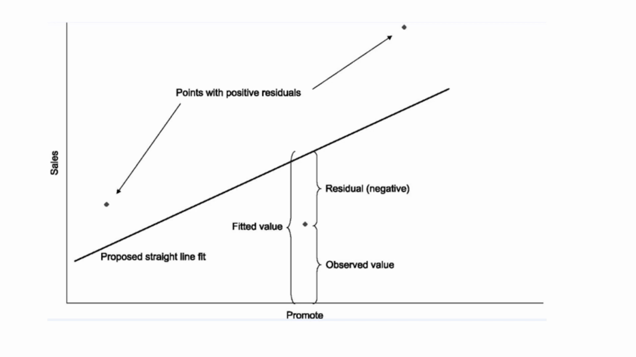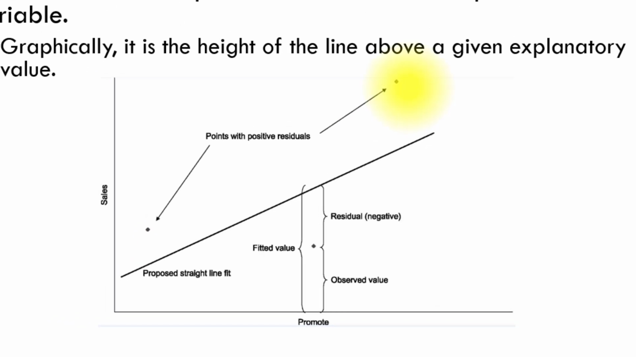A point on the line is said to be a fitted value, whereas what you actually observe is said to be an observed value. So I want you to notice this point over here. This is an observed value. The difference between your observed value and the line, and this would be your fitted value on the line, this distance here is said to be a residual, and it's a negative residual in this case because this point lies below the line, whereas these points have positive residuals.